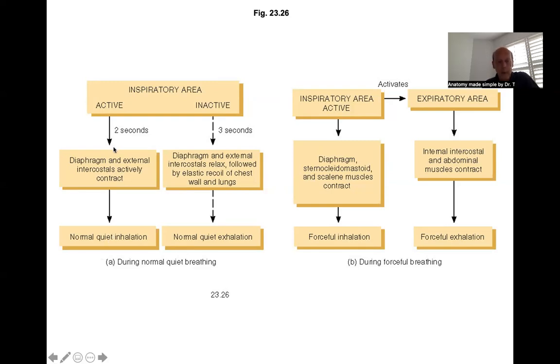When a contraction comes to its end, the recoil of the lungs and recoil of the thoracic cage, which lasts a little bit longer, about 3 seconds, the diaphragm and external intercostals relax, followed by elastic recoil of the chest wall and the lungs, leading to normal, quiet exhalation.